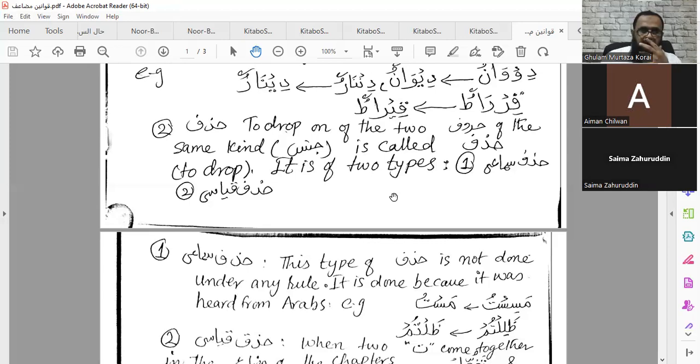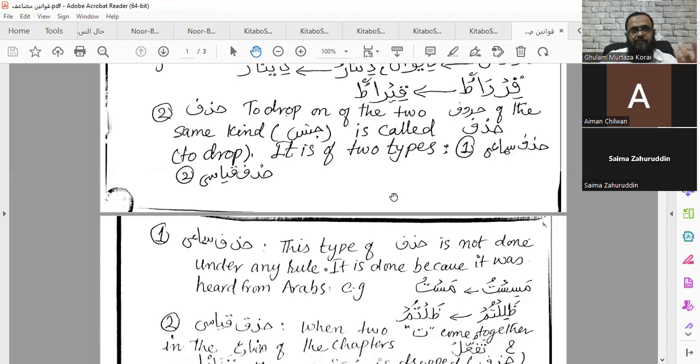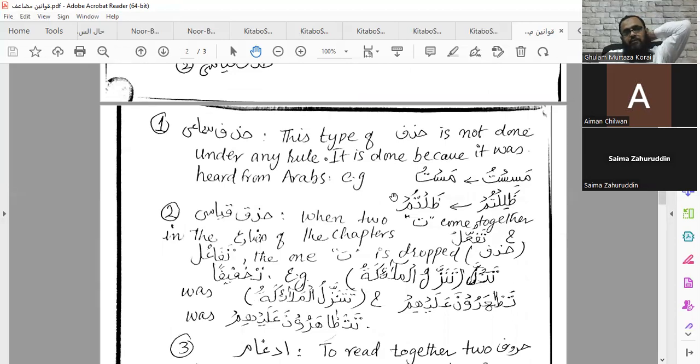So it is of two types again: hadhf simaiyun and qiyasiyun. Simai, you know, is heard from the Arabs, and qiyasi has a particular way of doing it. So this type, hadhf simai, is not done under any rule. It is done because it was heard from the Arabs, for example masistu. You see there are two huruf of the same type, two seens. So now one seen, the maksur one, is dropped, so it is mastu. And dhalaltum: the first lam, the maksur one, is dropped, so it becomes dhaltum. Why is it done? It is done to remove thiqal, or thaqal. How is it done? We heard it from the Arabs, so we don't know the proper procedure.